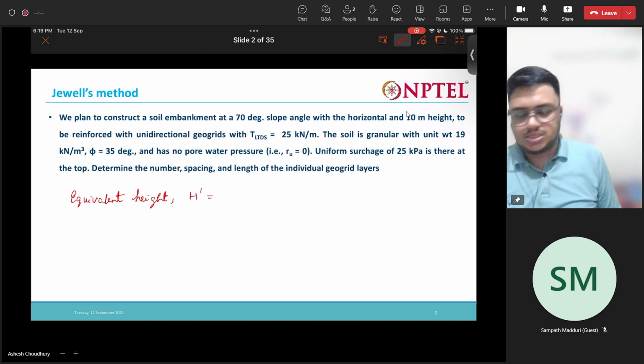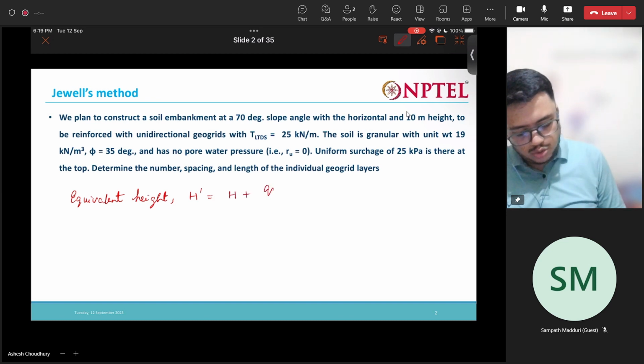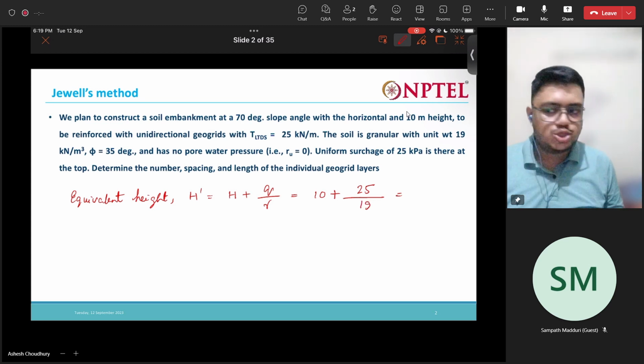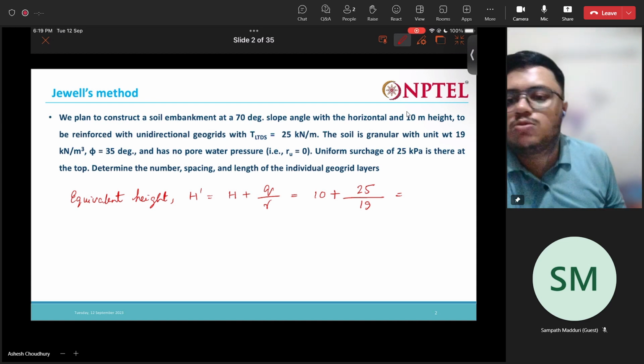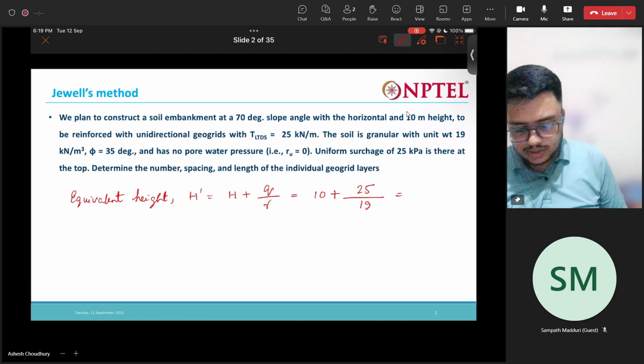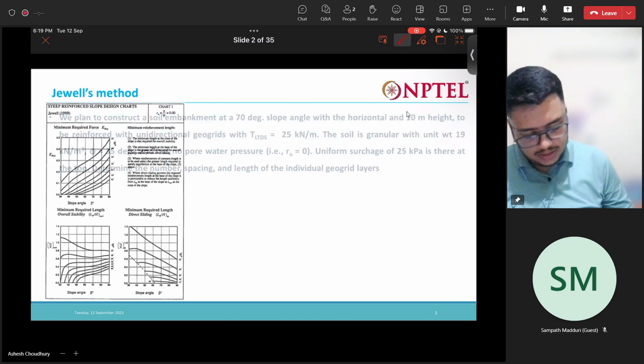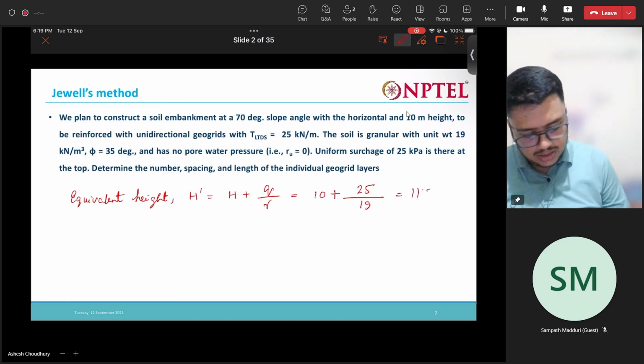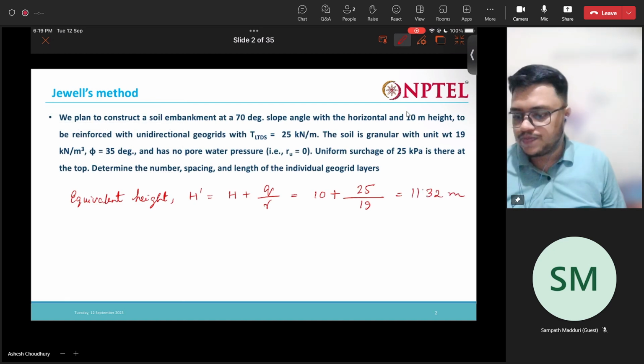Say we call it h dash. So the equivalent height will be equal to the height of the embankment plus q by gamma, where q is the surcharge and gamma is the unit weight. So height is 10, q is 25, and gamma is 19. So 10 plus 25 divided by 19 will be 11.32 meters. Alright, so we got our equivalent height.